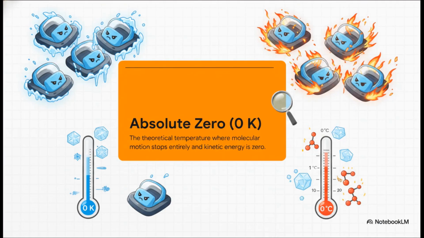0 Kelvin is the theoretical temperature where molecular motion stops entirely. 0 kinetic energy. Going back to our bumper cars, it's the point where every single car just stops completely dead on the track. Now 0 degrees Celsius, that's just the arbitrary freezing point of water. The bumper cars are still moving at 0 Celsius. Because of that, doubling a Celsius temperature from 10 degrees to 20 degrees doesn't actually double the kinetic energy of the molecules. Our math has to start at a true 0 point.